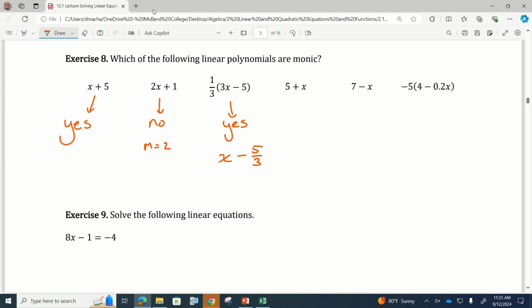What about 5 plus x? Yes, because this is the same as x plus 5. What about 7 minus x? No, because this would be minus x plus 7. The leading coefficient has to be positive 1, not negative 1. Okay, what about this one? Yes, because this would be positive x minus 20 when you expand it.